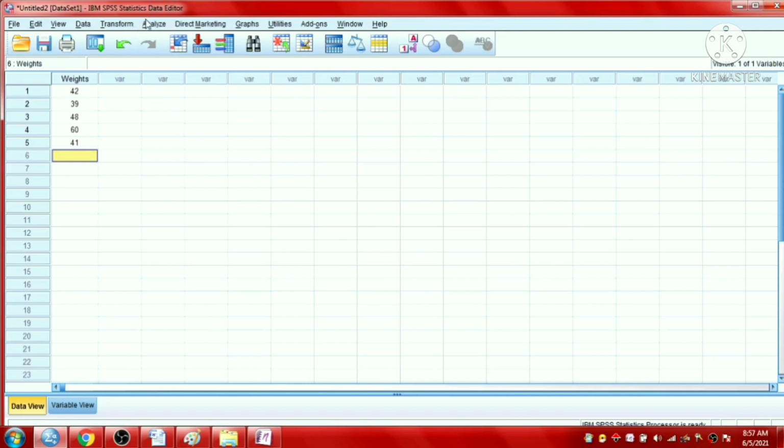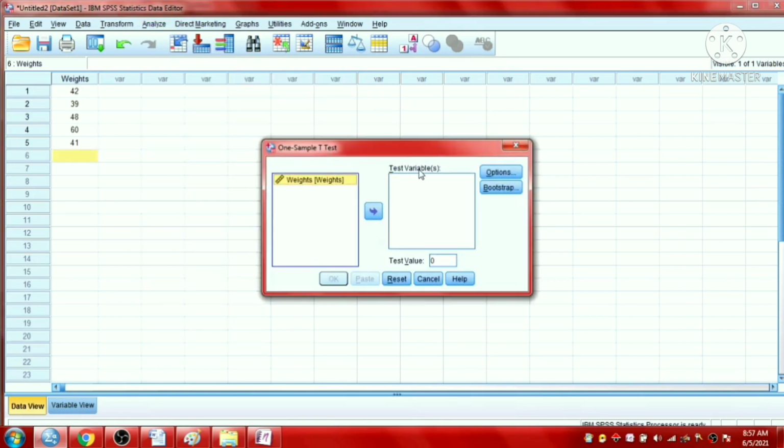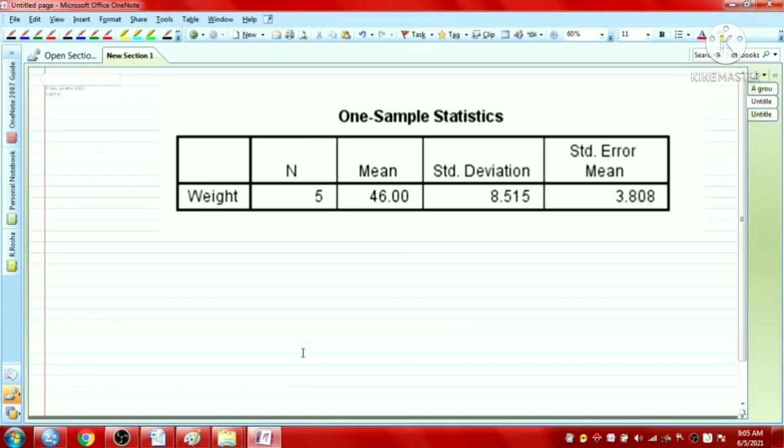Now for analysis, click Analyze, then Compare Means, then One Sample t-test. The test variable is weight, shift it to the right hand side, then fix the test value, which is 48 kg. The mean weight of the population is 48 kg. Click OK. This is our SPSS output. Table number 1 is one sample statistics, and table number 2 is the one sample test. First we will discuss one sample statistics, table number 1.